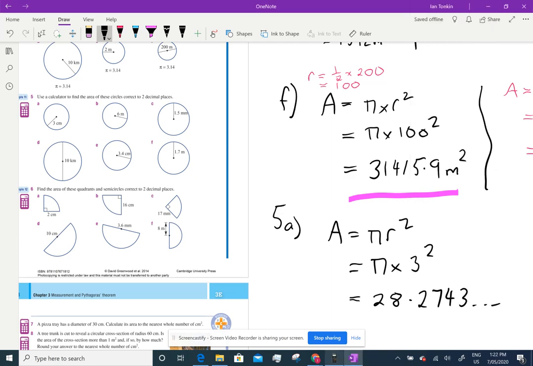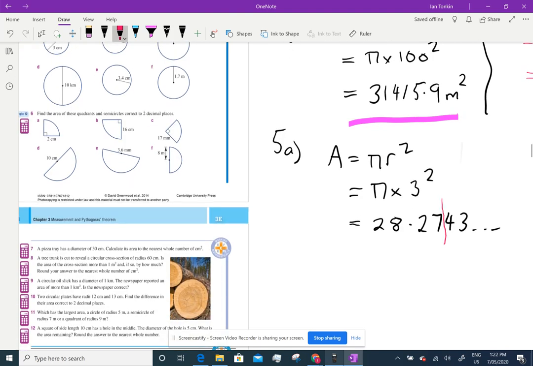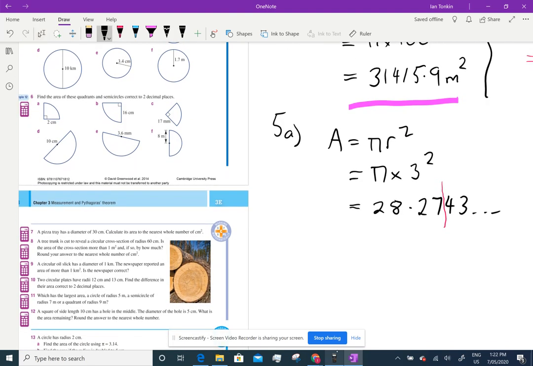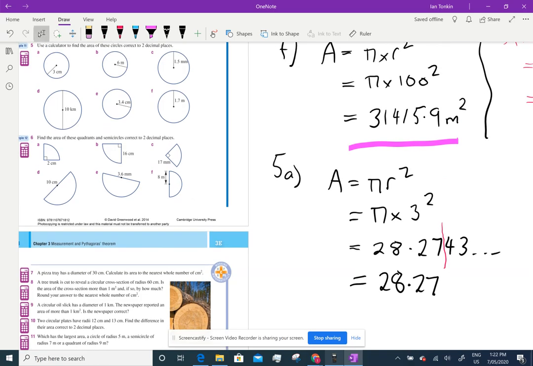28.2743 dot dot dot. Now you've got to go to 2 decimal places, so you draw a line in here and you say, okay, 28.2, what's the number behind that red line? Is it 5 or more? No, so leave it alone. And what units was that in? Centimetre squares.